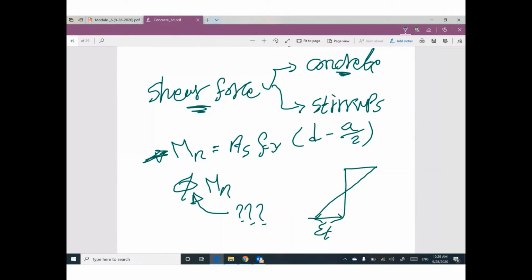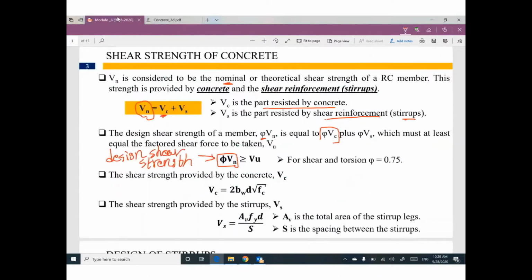In the case of shear, it's much simpler. Phi equals a constant value, 0.75. We don't need to figure out the value of phi for shear. It's only 0.75. If you are talking about shear and torsion, we will cover this later. But for shear, your phi is 0.75. So once you figure out the value of VC and the value of VS, I can figure out the value of VN, then multiply it by phi, and I get the design shear strength. We have something called V ultimate, which comes from structural analysis.